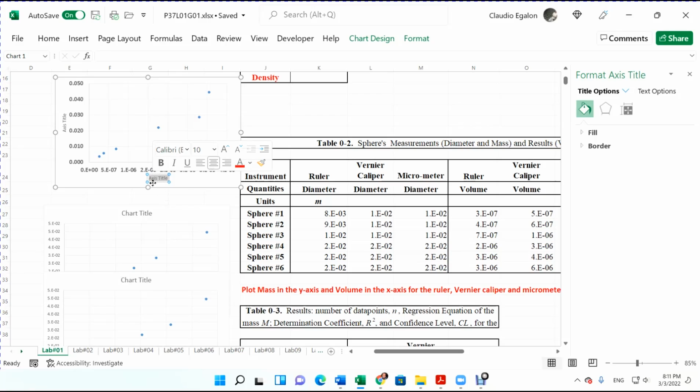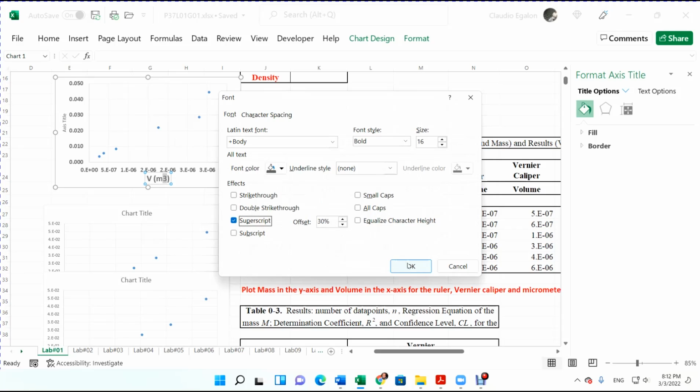I always keep my axis title with a larger font. So instead of 12, I'm going to use 14, maybe 15 or 16, and boldface too. Then you write down Volume, with a capital V. Don't spell out the unit. Between parentheses, cubic meter, which is the unit of volume. I highlight the three, right click, and make it a superscript.